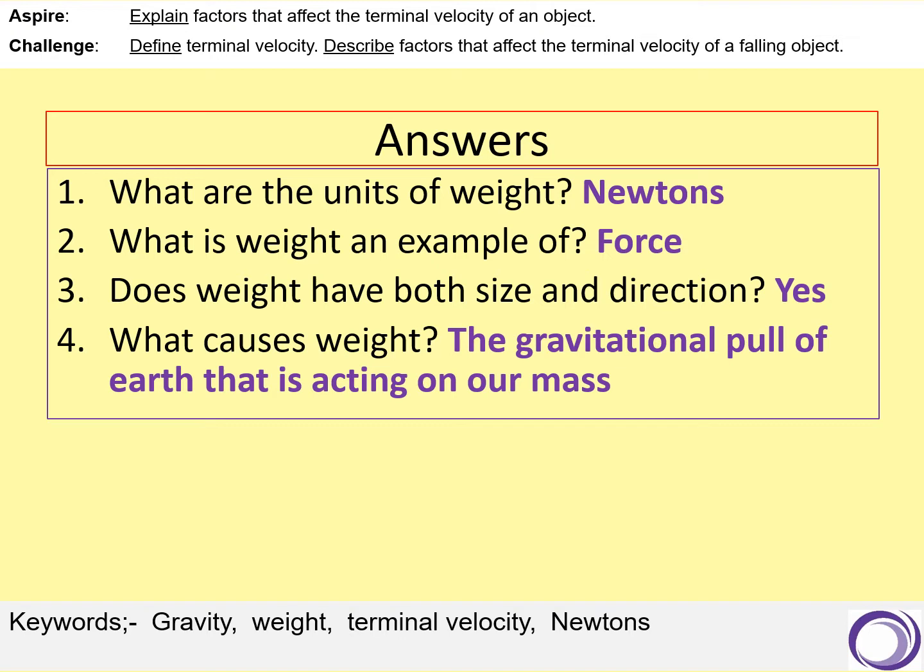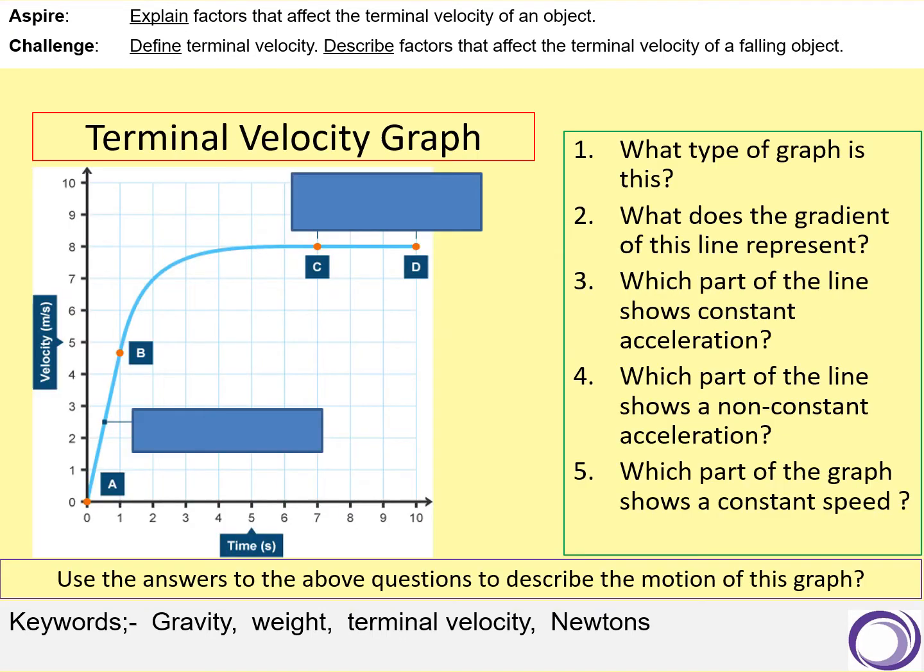Does it have both size and direction? Well, yes, it does, because it depends on the gravity that's there. And what causes weight is the gravitational pull of the Earth, or if they're talking about the moon, then of the moon. And again, please remember the moon does have some gravity, just has less gravity than the Earth. All right, please keep that to the front of your mind on all of these things. It's a really common mistake that weight is measured in kilograms. It's not, it's a force, it's measured in newtons.